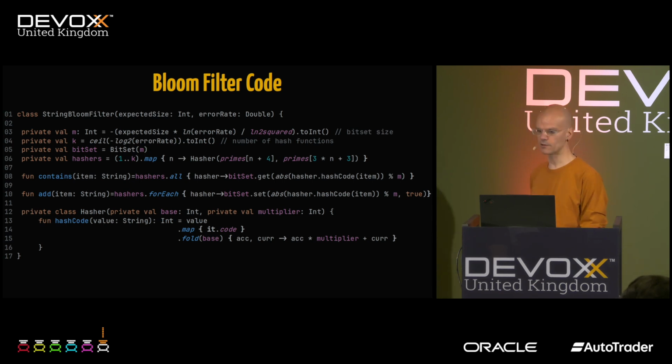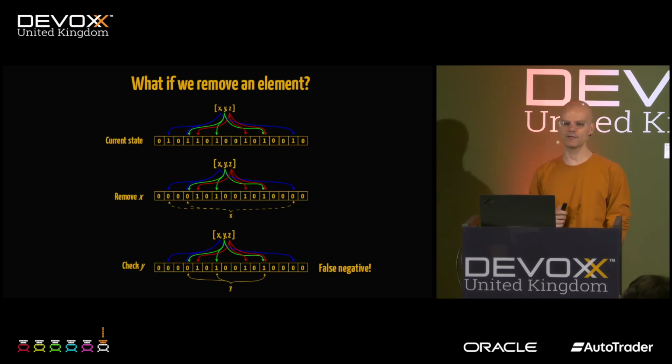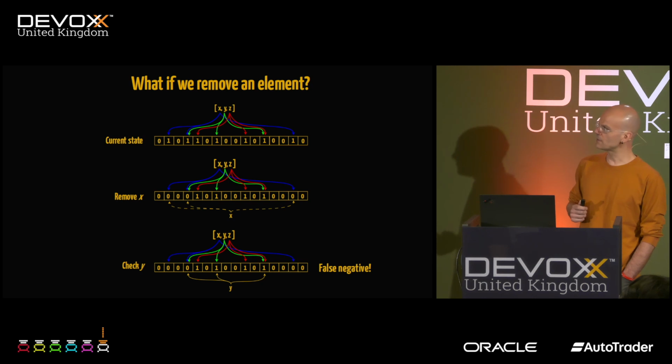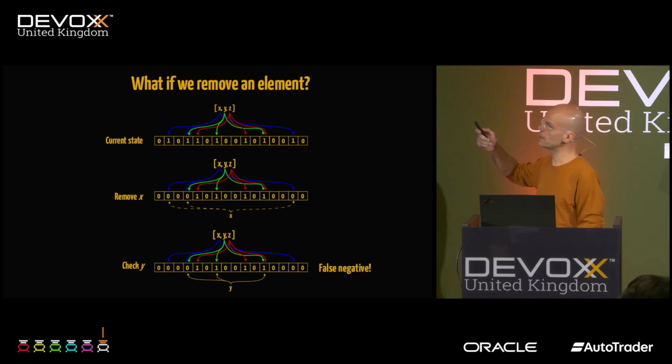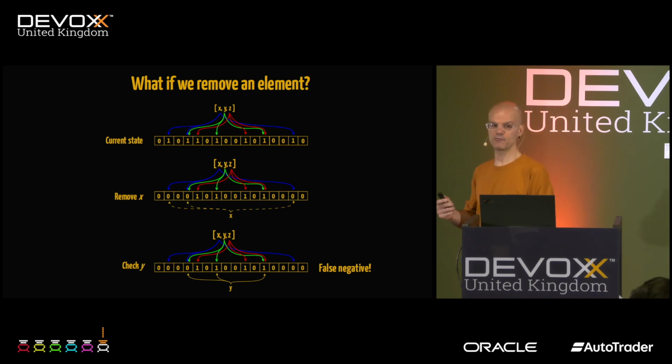But what if we want to remove an element? So let's say that the upper bit set is the current state. We want to remove X. So if we set the bit to 1 when we inserted it, we can remove it. So we can set it to 0. But what happens is that due to the collisions, if we remove a bit from one point, we are going also to interact with other elements.